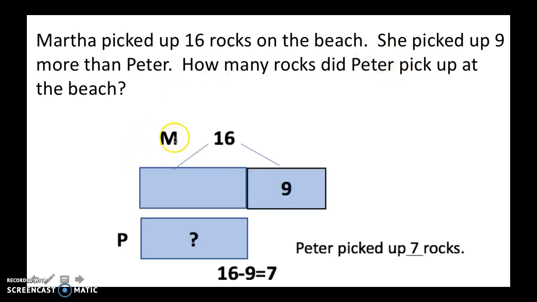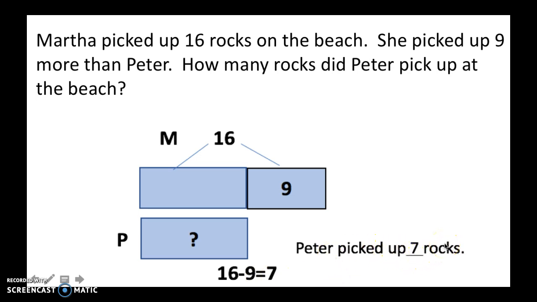Did you show me that Martha picked up 16 rocks? And that Peter picked up 9 less? If Martha picked up 9 more than Peter, then I know Peter had to pick up 9 less. So that missing part will show me how many Peter picked up. So 16 minus 9 equals 7. Peter picked up 7 rocks.